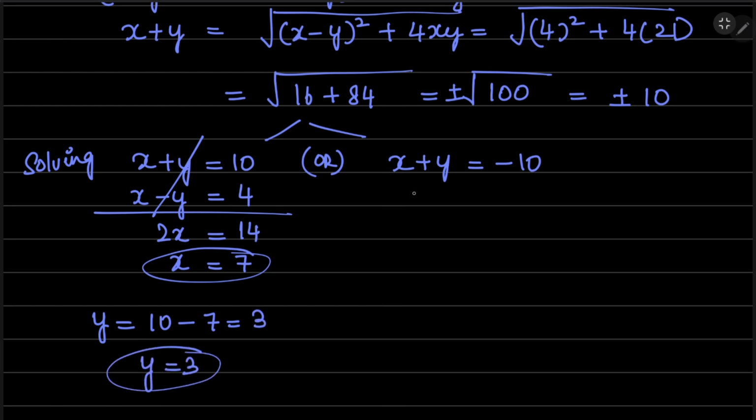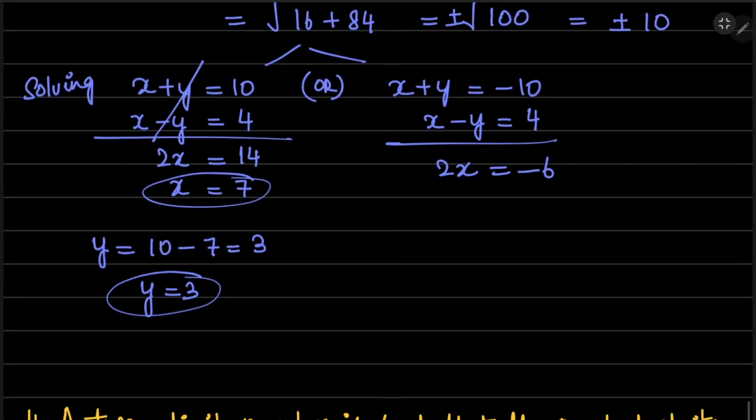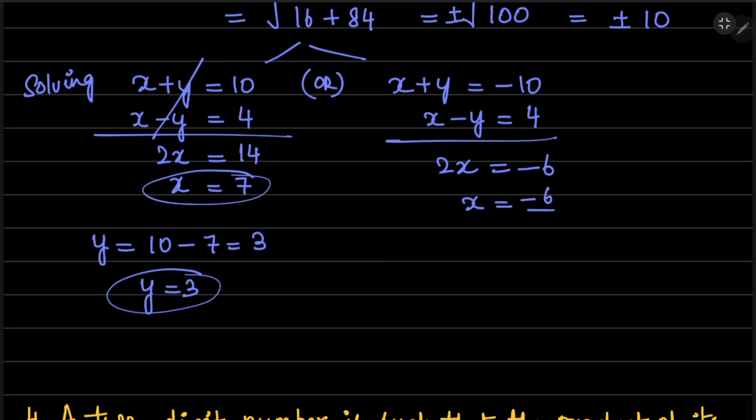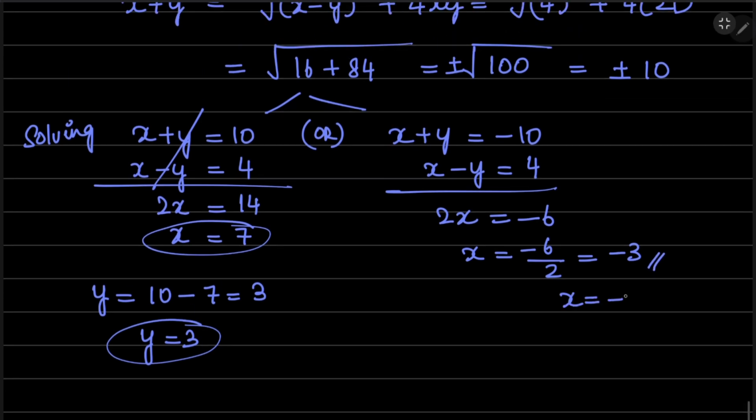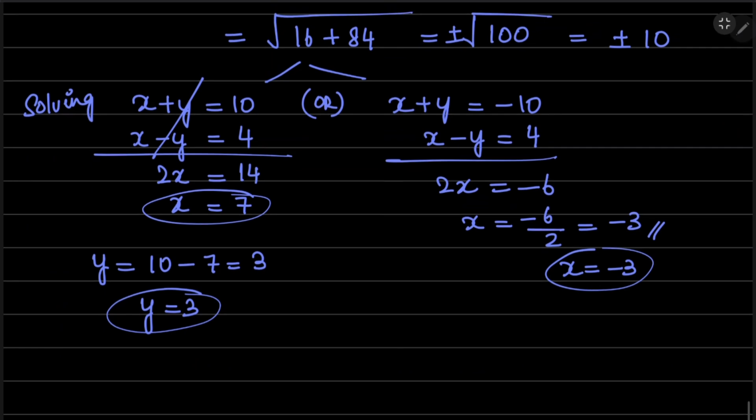This is one value. If you are taking x minus y equal to 4 in the other case, what do you get? 2x equal, again plus y minus y will get cancelled. What is minus 10 plus 4? It is minus 6. So therefore x will be equal to minus 6 divided by 2, which is nothing but minus 3. Okay, so x is equal to minus 3 is the other. If you put this in one of the equations, what do you get? Minus 3 plus y equal to minus 10. So y equal to minus 10 plus 3, which is nothing but minus 7. Therefore, y is equal to minus 7.